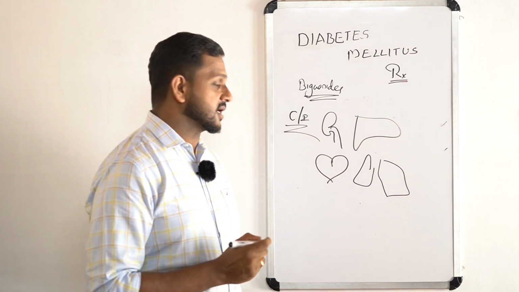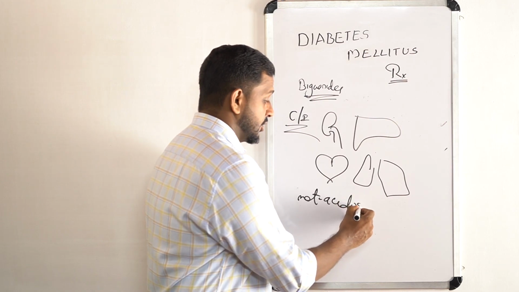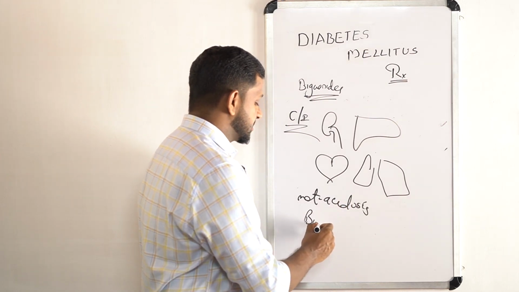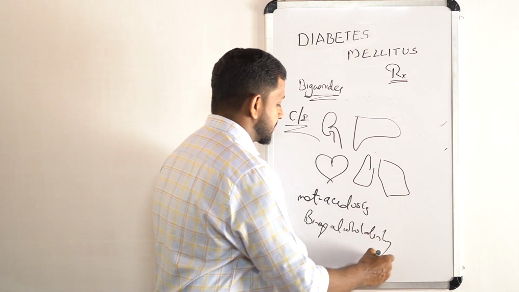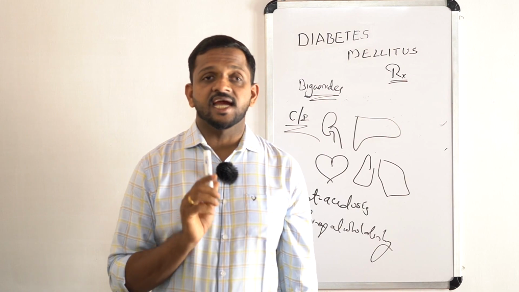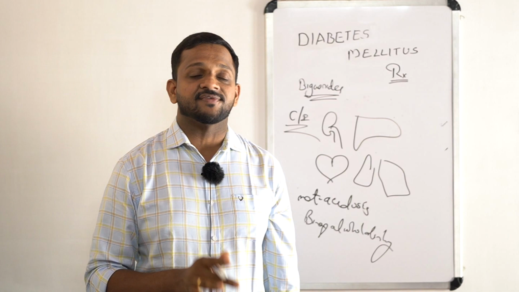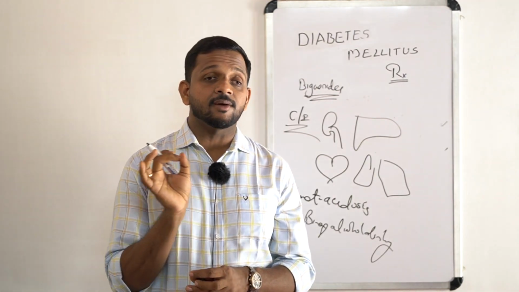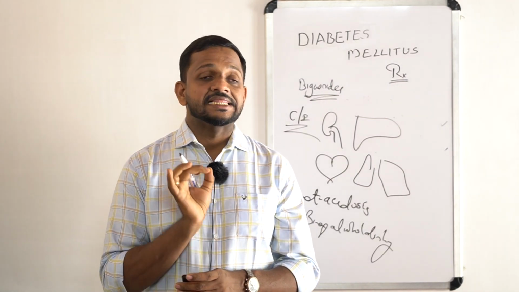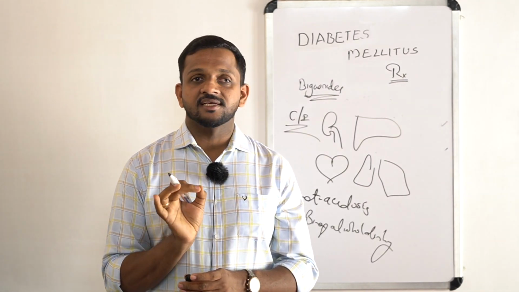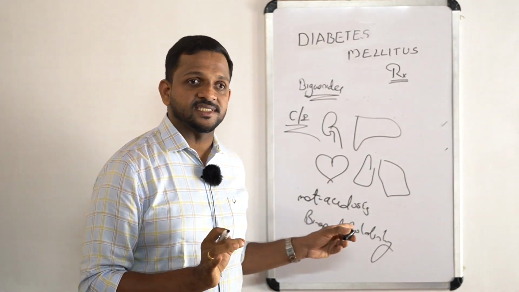There are two other contraindications. One is metabolic acidosis due to any cause, then binge alcohol drinking. So if a patient has CKD, CLD, severe cardiac failure or severe respiratory failure, or if the patient is taking heavy amounts of alcohol, or has any type of metabolic acidosis, then metformin is contraindicated. We should avoid metformin in these categories of patients.